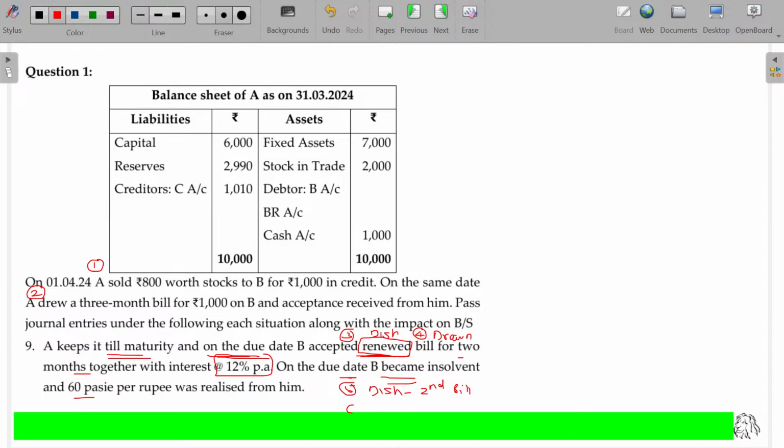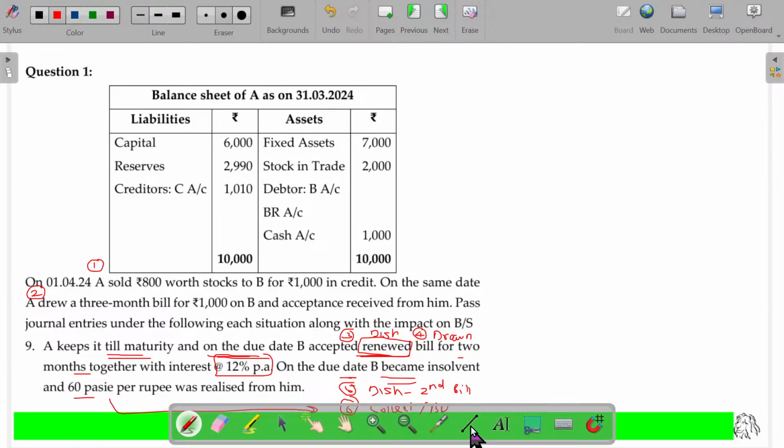And later on, whatever amount we have to recover, we recovered only part of it, 60 paise in a rupee. So collection along with some bad debt. Hope you will be able to understand in case of insolvency. Now come on, pass the journal entries for all. 6 journal entries you have to pass in the books of A. Parallel entries will also be available in the books of B.